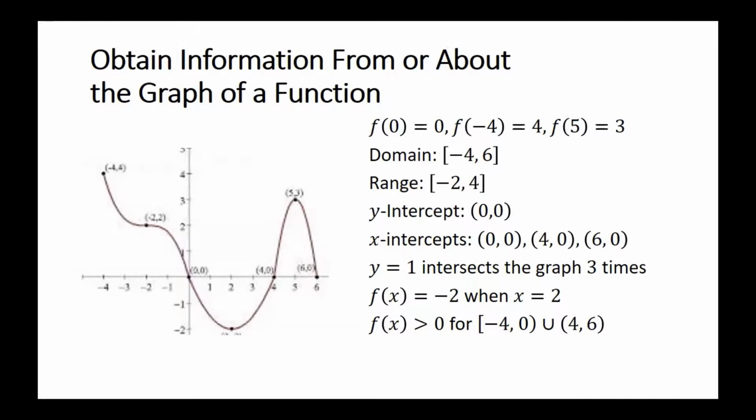If we were to include 0, then f of x would be equal to 0, and that's not part of that inequality. We're looking for when f of x is greater than 0. It's also greater than 0 from 4 to 6, excluding both the points 4 and 6, because that would make it equal to 0.